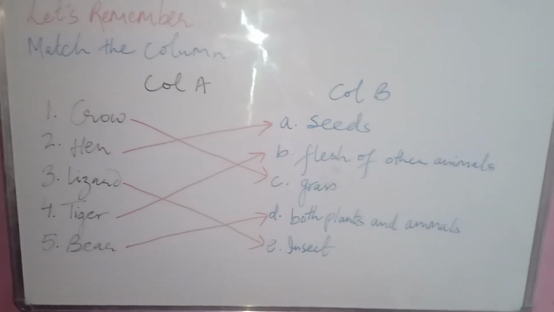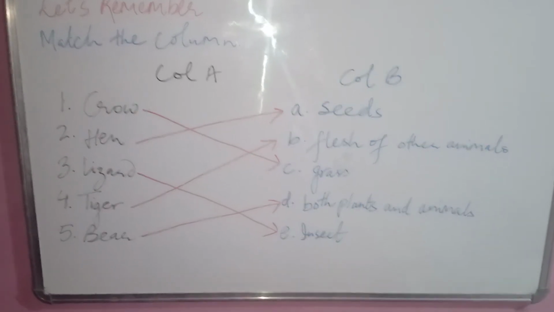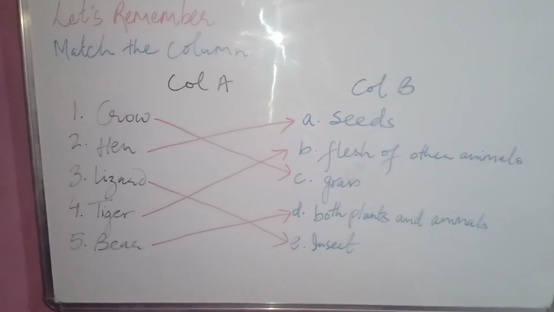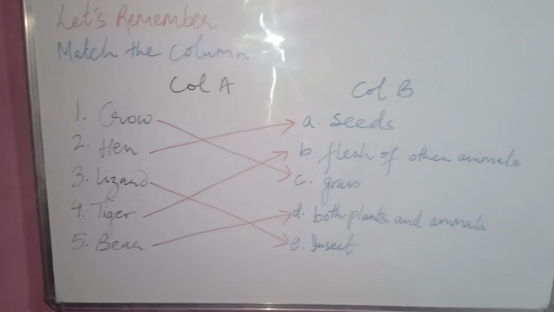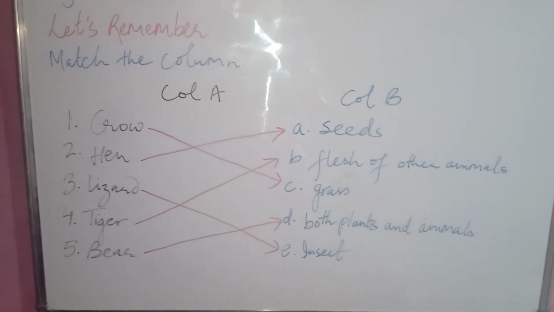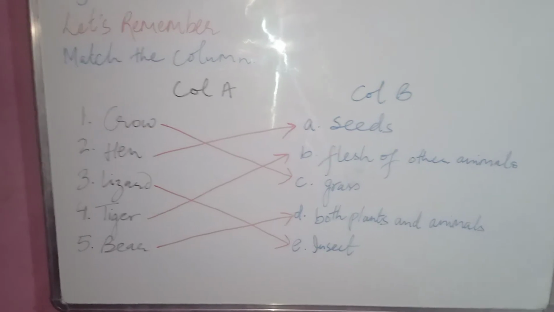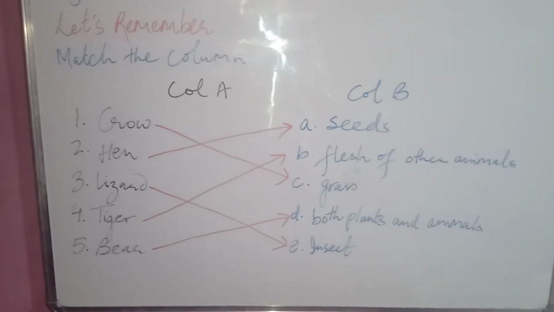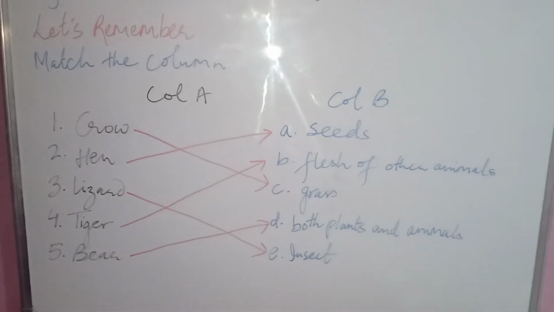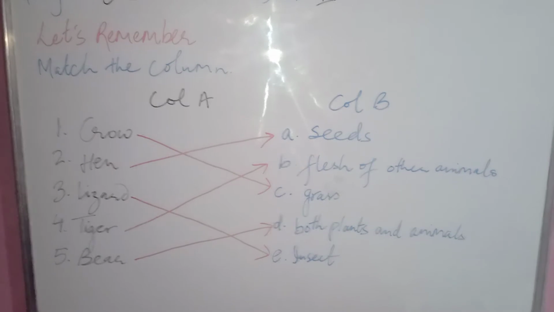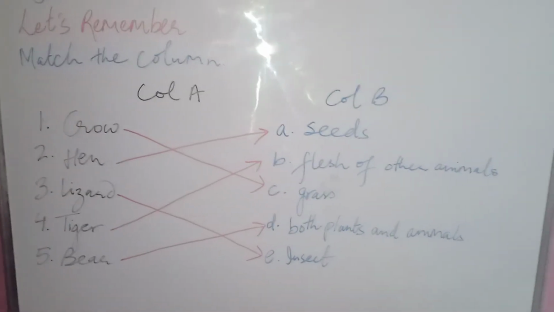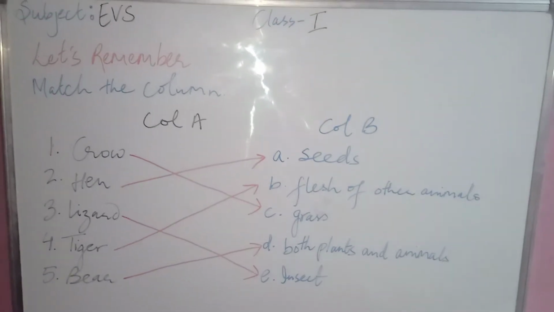The first one we have is cow, who eats grass, so we match cow with grass. Then we have hen, who only eats seeds, or you can call it grains. Then we have lizard, which eats only insects. So lizard is matched with insects. Then we have tiger. Tiger eats flesh of other animals. Then we have bear, who eats both plants as well as animals.